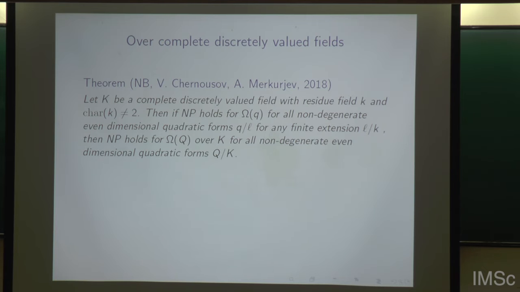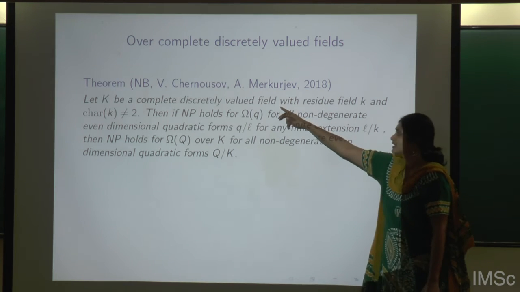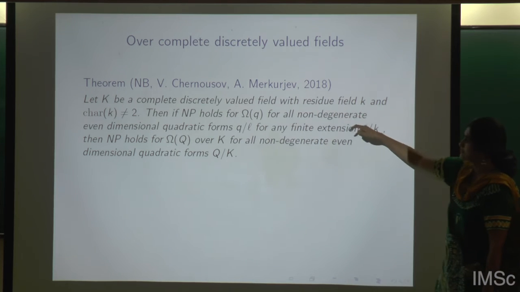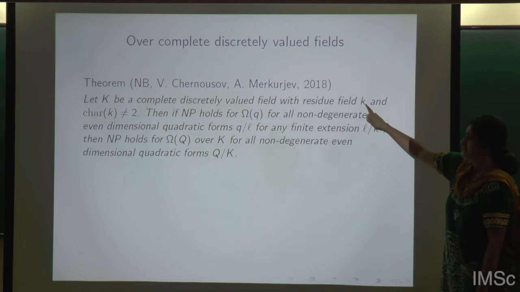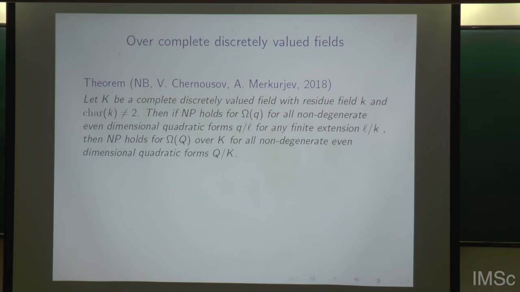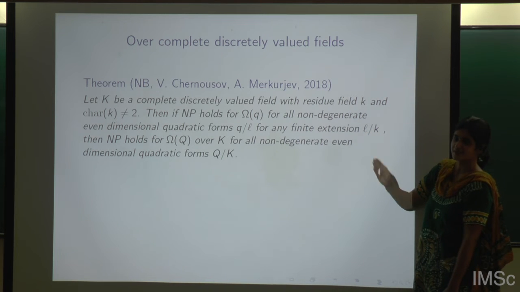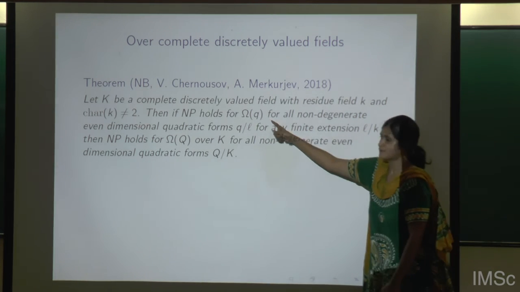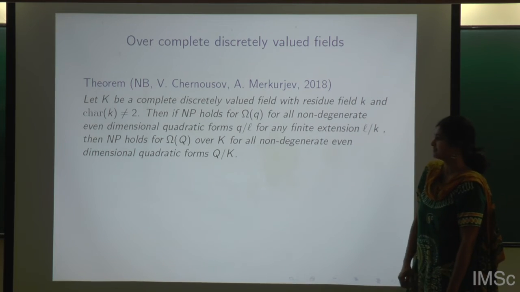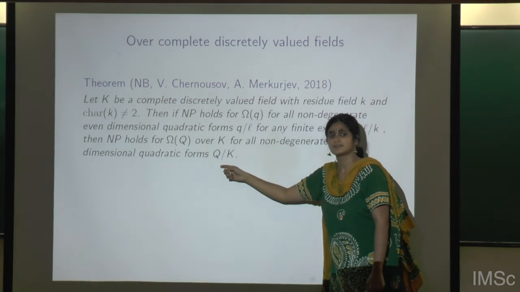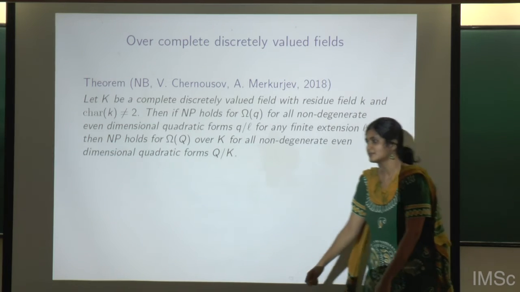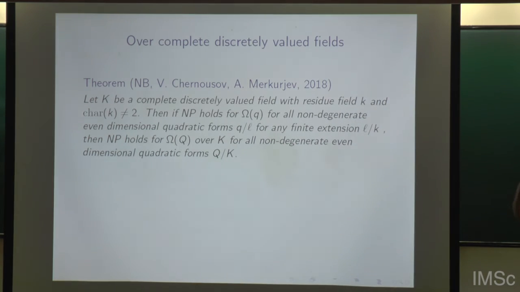So it says the following. Supposing you have a complete discrete valued field, capital K, let the residue field be small k, and assume that small k does not have characteristic 2. Now if the norm principle holds over the residue field, and also over its finite extensions, so for all quadratic forms at the residue field level and finite extensions, then it holds over the complete discrete valued field. So if you don't have obstructions over the residue field and finite extensions, you can't produce obstructions over the complete discrete valued field. So it basically rules out finding a counterexample that easily, in some sense.